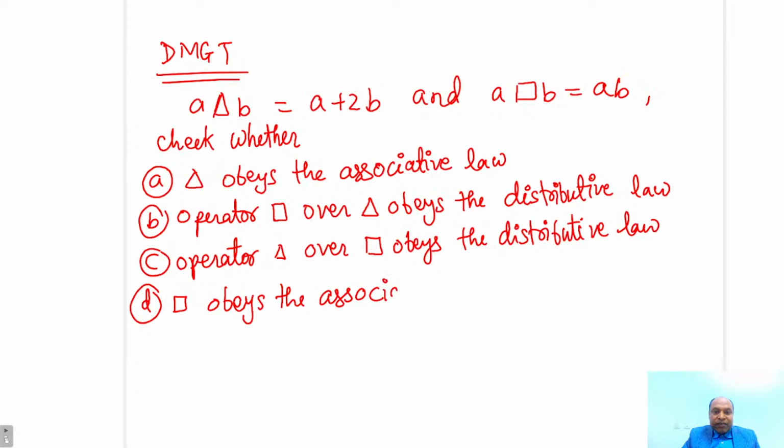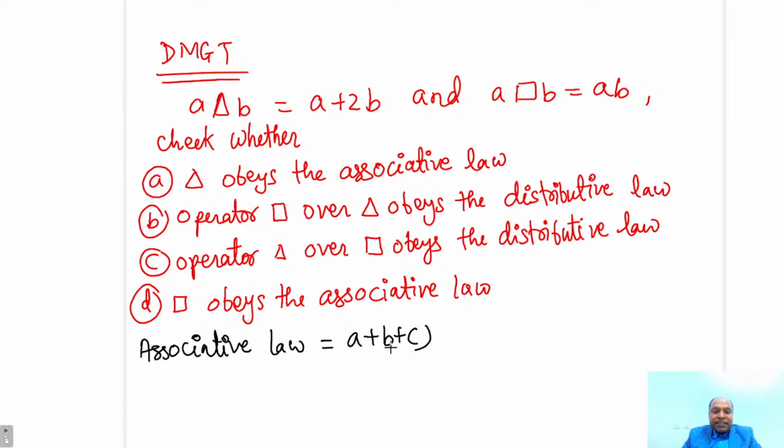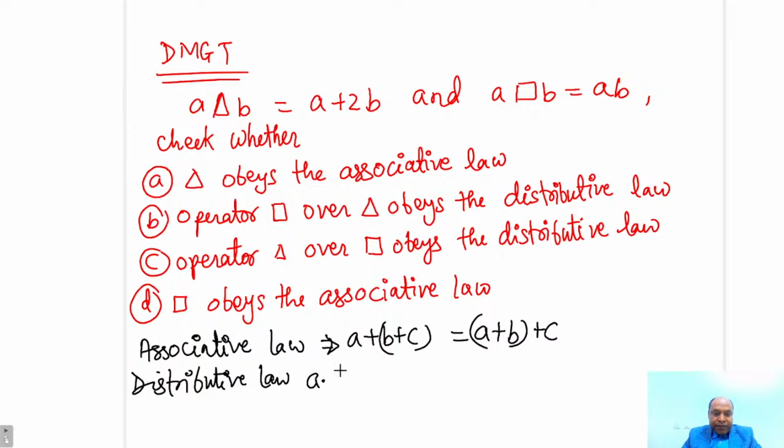As per my knowledge, this is the question. Let's check it out. Here the values are given as A triangle B and A square B. First of all, what is the associative law and what is the distributive law? The associative law says that (A plus B) plus C equals A plus (B plus C). And the distributive law says that, suppose operators are there, A dot (B plus C) gives A dot B plus A dot C. This is our distributive law.